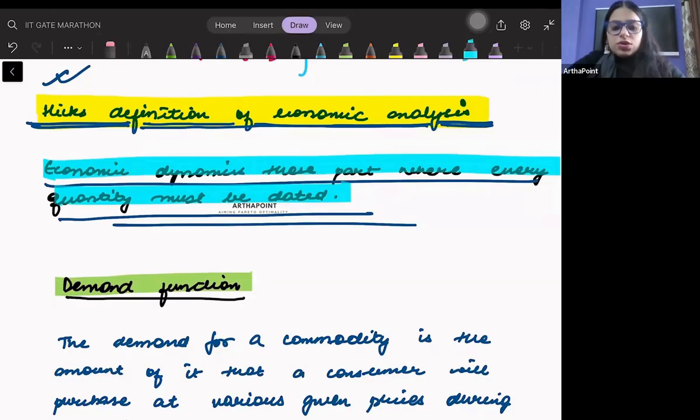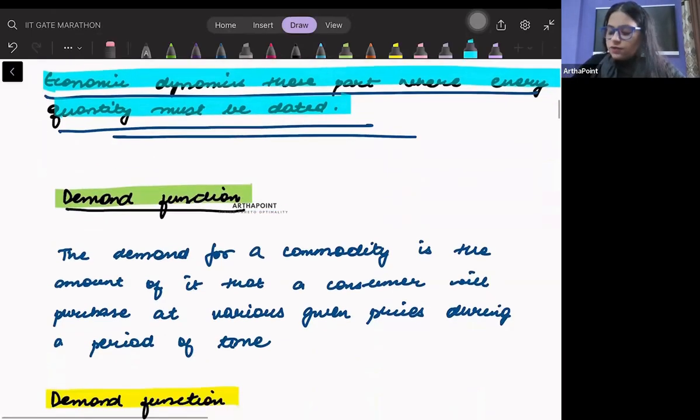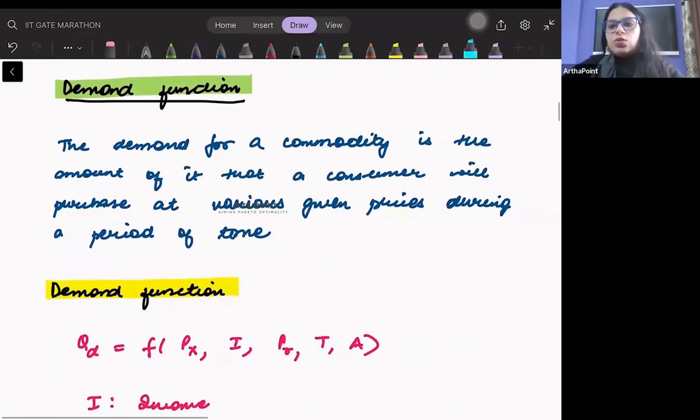Okay. So now we need to go ahead and talk about the demand function. Is my voice low for others also?